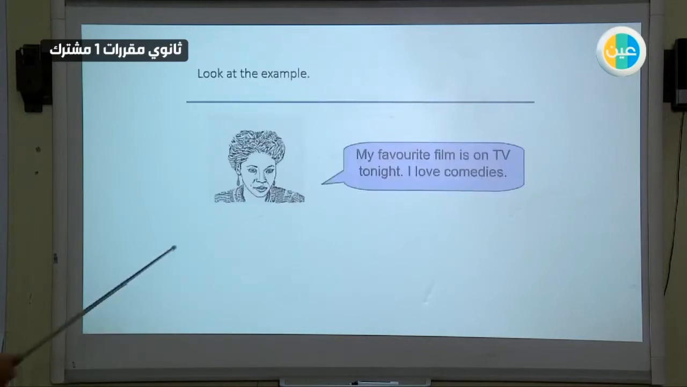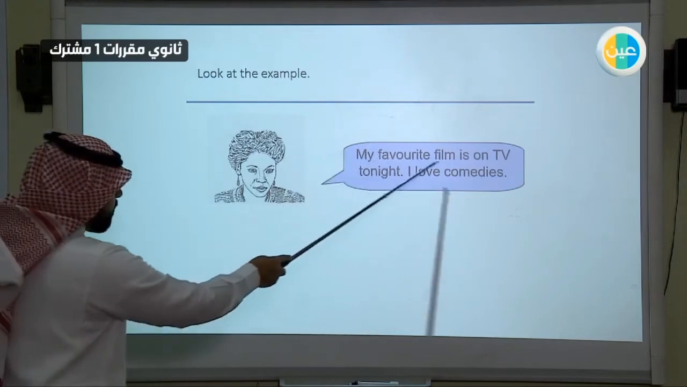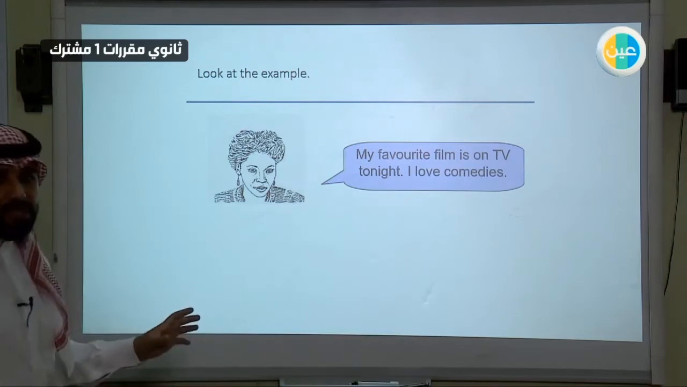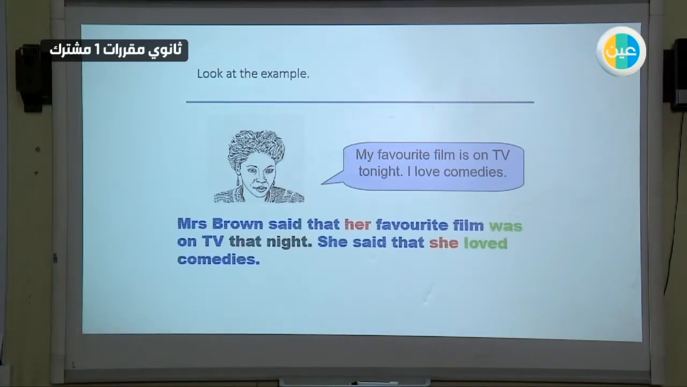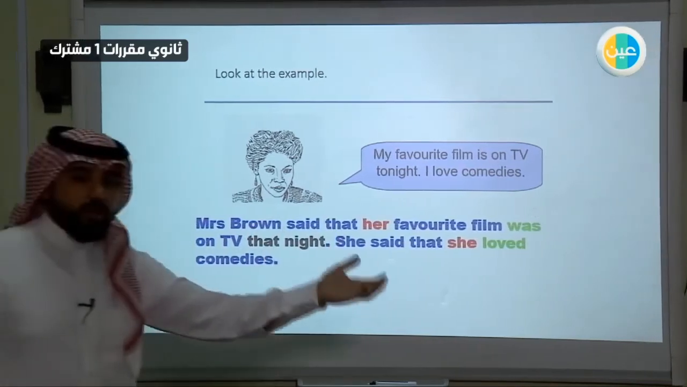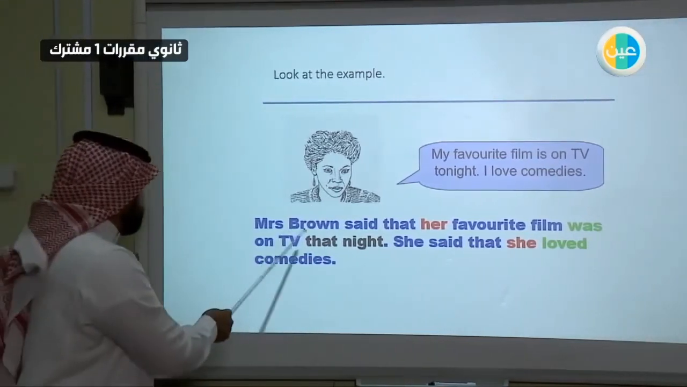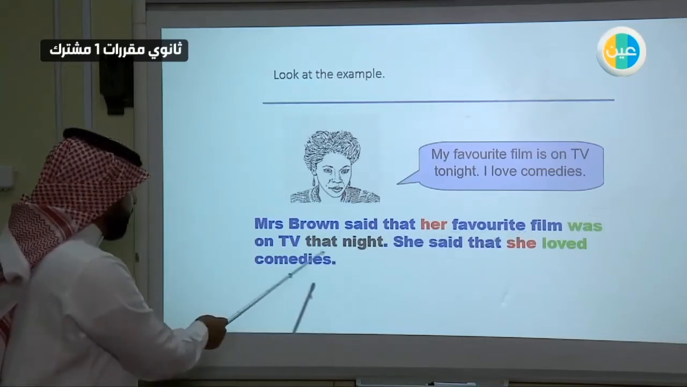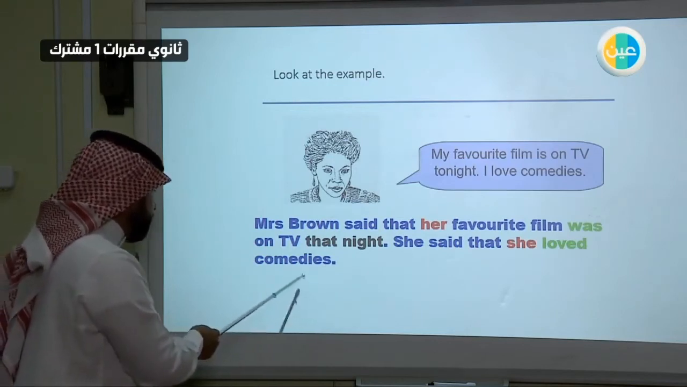Look at this example. Mrs. Brown here, she said, "My favorite film is on TV tonight. I love comedies." So just a statement, just a sentence. Now the reported speech, when we want to tell someone else about what Mrs. Brown said: Mrs. Brown said that her favorite film was on TV that night. She said that she loved comedies.